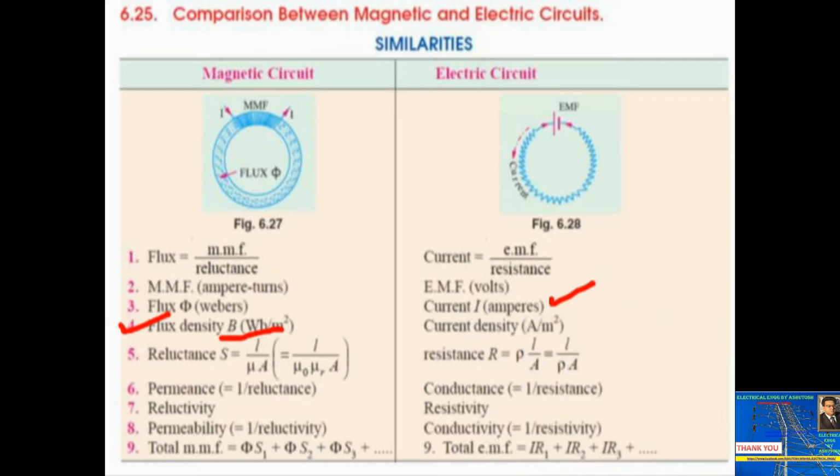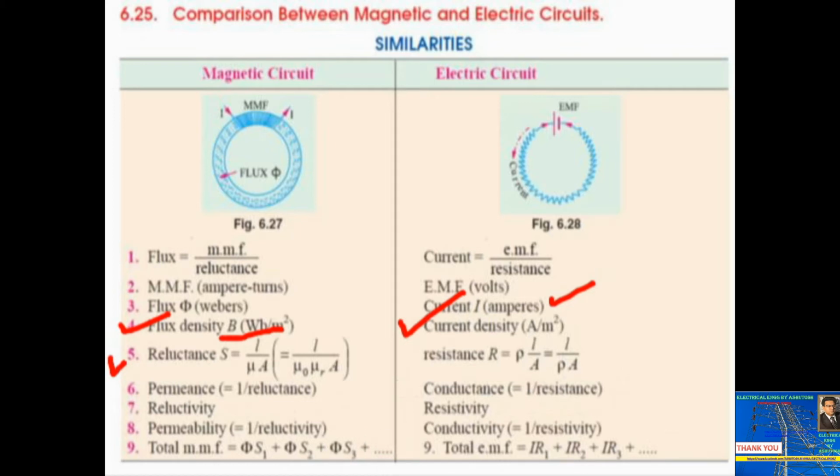And then you see here in the electric circuit there will be current density. Current density is found here, guys. So here the current flowing per unit area is the current density, in ampere per meter square. And then fifth point, you can see, guys, fifth point is called reluctance.